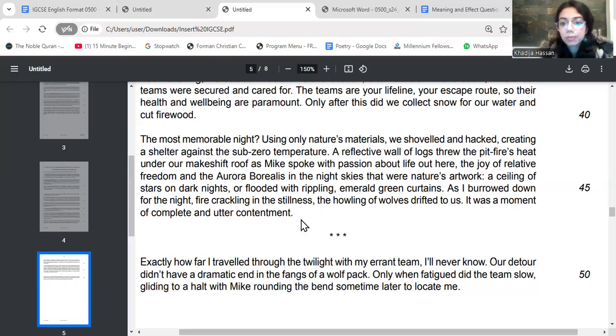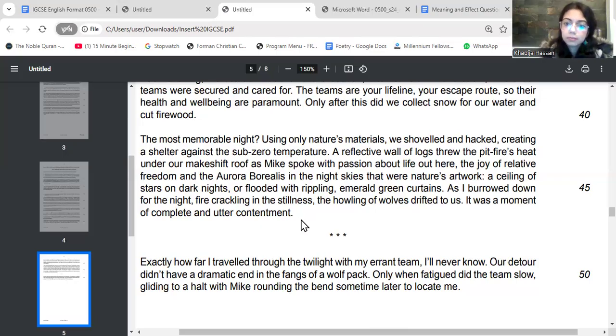As Mike spoke with passion about life out here, the joy of relative freedom, and the aurora borealis in the night skies that were nature's artwork, a ceiling of stars on dark nights are flooded with rippling emerald green curtains. As I burrowed down for the night, fire crackling in the stillness, the howling of wolves drifted to us. It was a moment of complete and utter contentment.